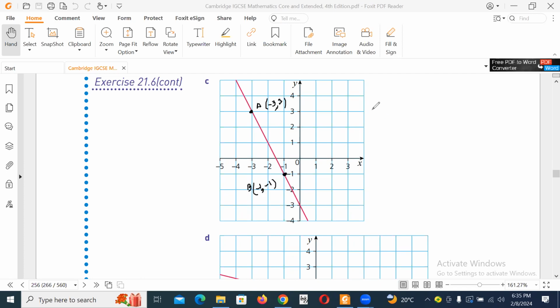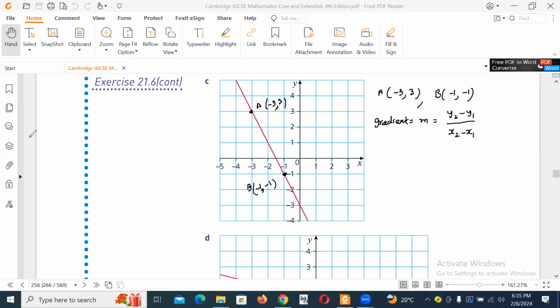So let's have a look at how to find the gradient. A point is (-3, 3) and B point is (-1, -1), and we are looking for the gradient. Gradient is represented by m, which is equal to y2 minus y1 over x2 minus x1. Remember that in the numerator is always the difference of the y coordinates, which is along the vertical side, and in the denominator always the difference of the x coordinates.